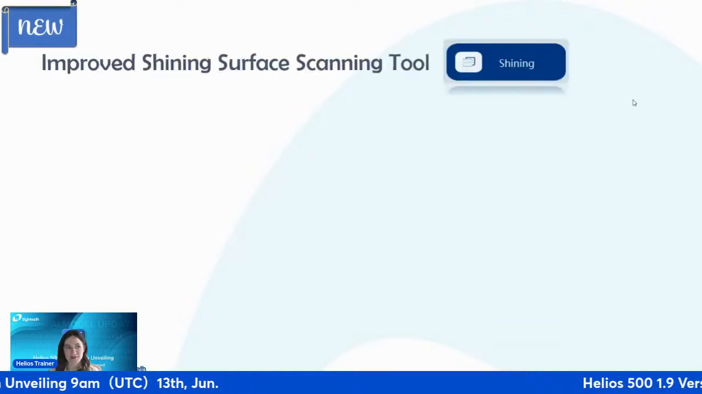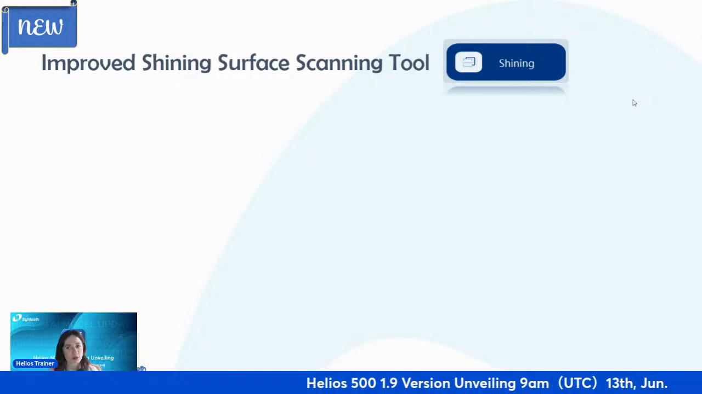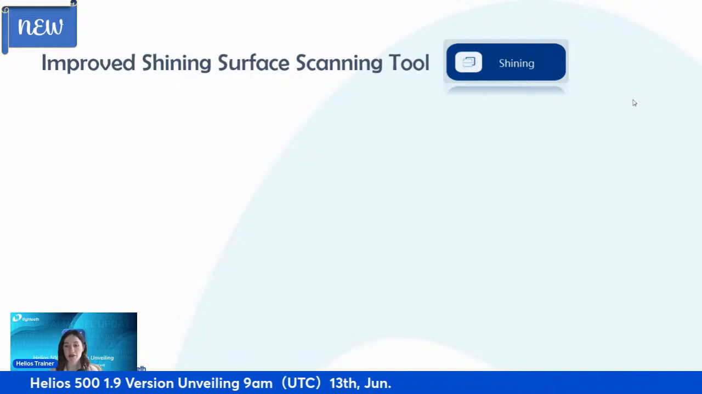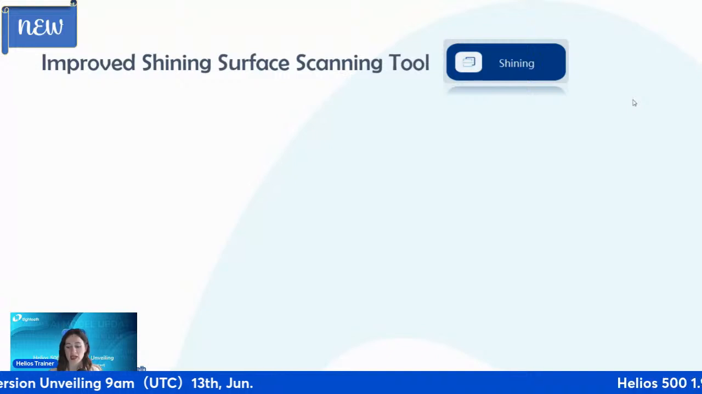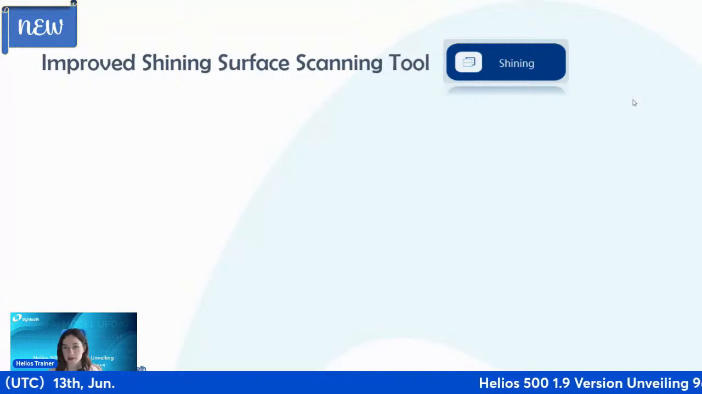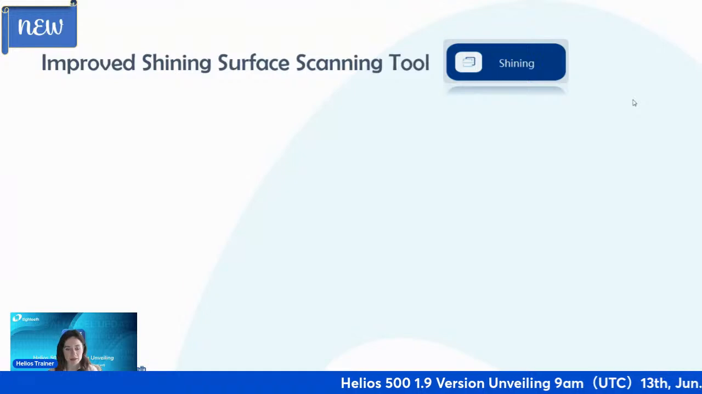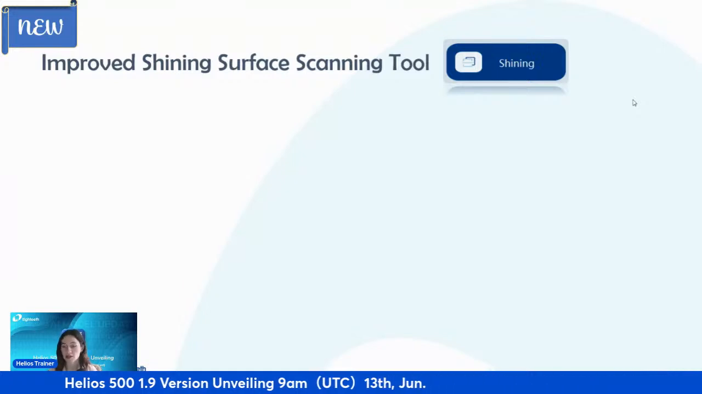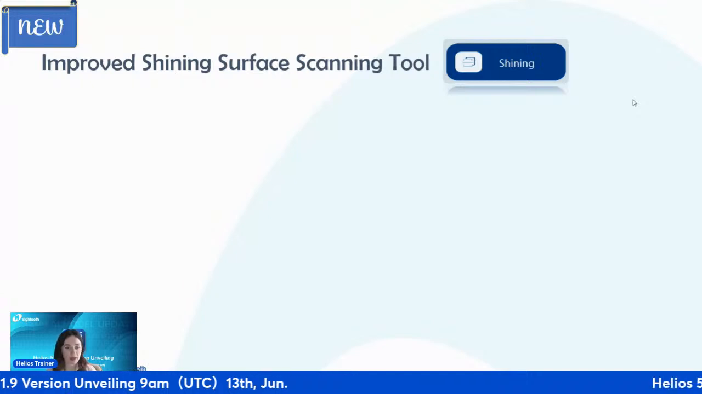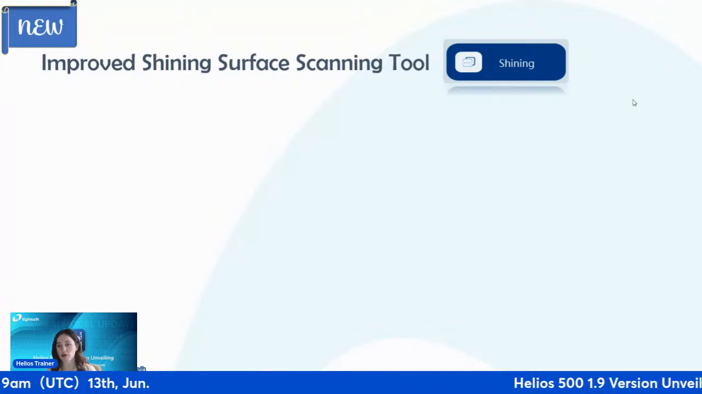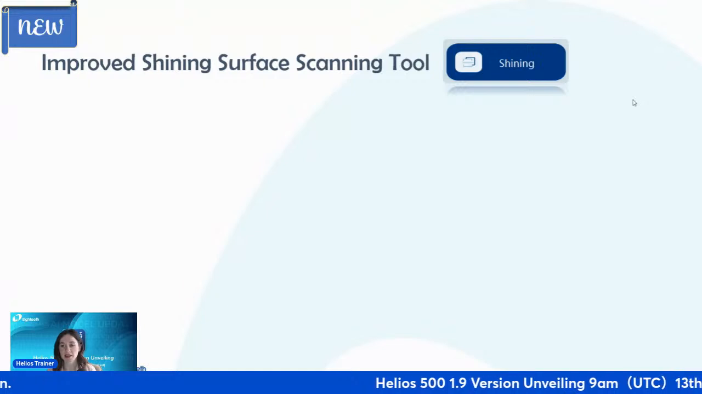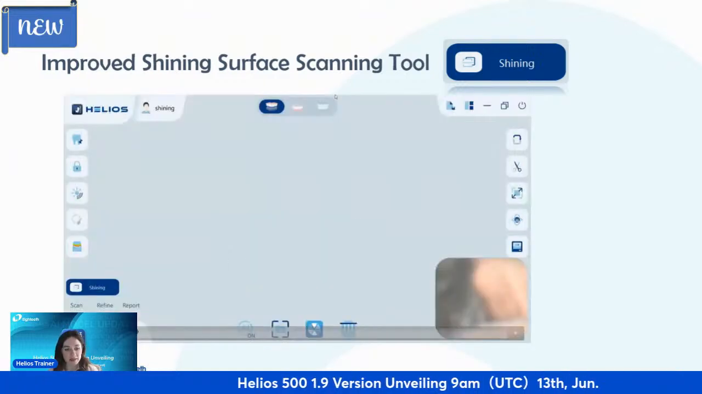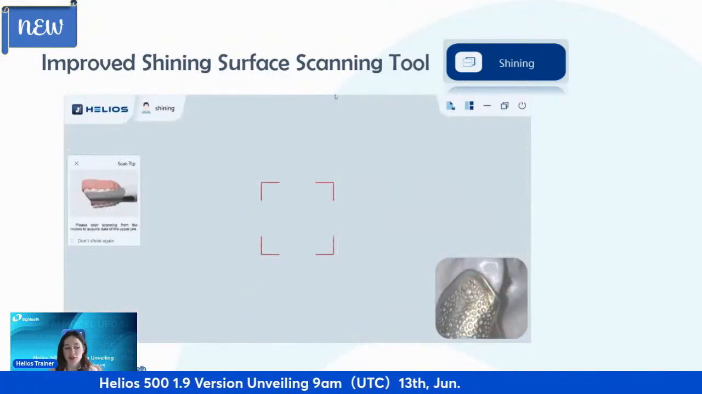And what is next? Improved shining surface scanning tool. We had a shining option. We always recommend you use it when you are scanning a shining surface. It could be abutments, metal scan bodies, amalgam, or gold or titanium crowns. We have improved the shining surface option.